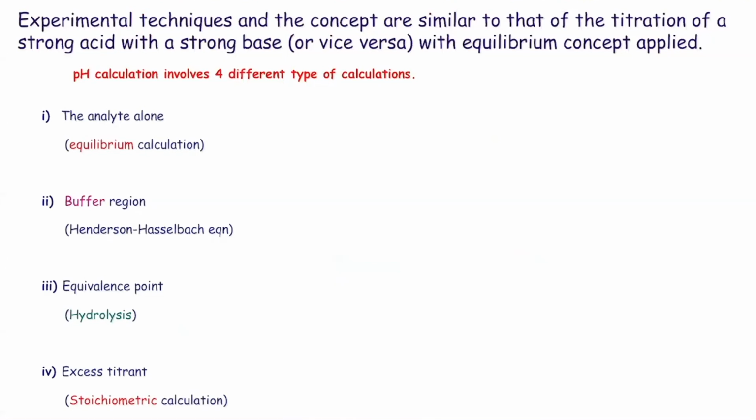Okay, so there are 4 regions in a titration curve. One is where you just have the beaker with your pH probe in there and you want to know the pH. That's just an equilibrium problem. That's just a weak acid or weak base problem. Like I said, that's why I talked to you in the beginning about what you already know.